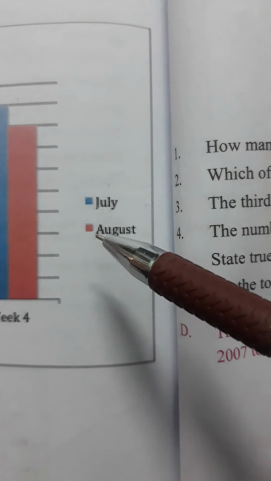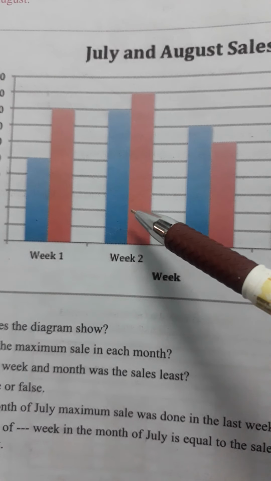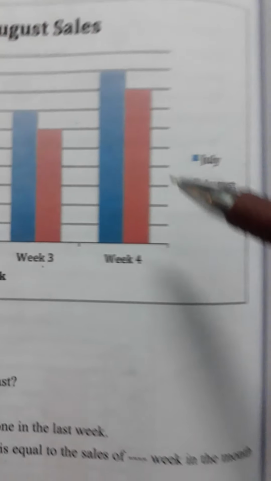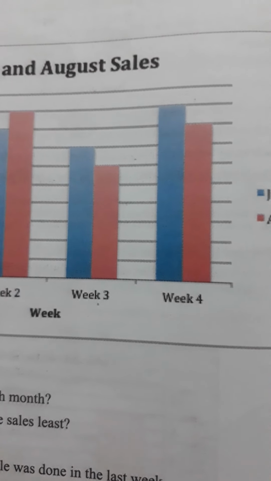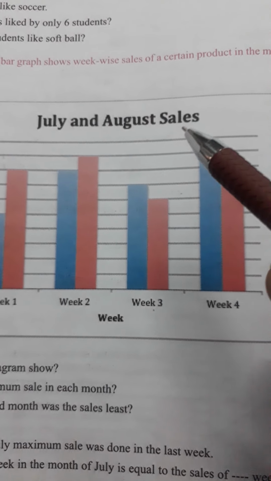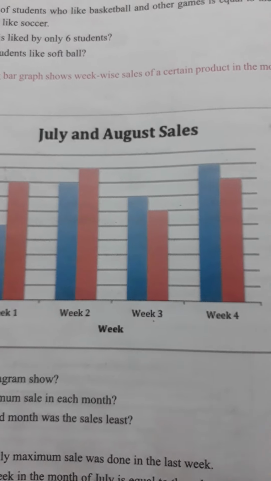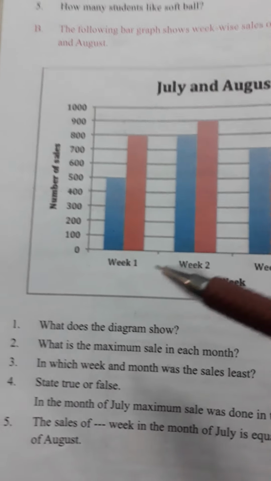Remember, very clear here. Blue color indicates July and red color indicates August. So in each week 2 colors are given. Blue indicates July, red August, first week. Second week, July, August. Third week, July, August. Fourth week, July, August. So this is the analysis before you go to write answers. What are the sales here? It is not given, just a certain product. Now, one by one, we need to understand the weeks.